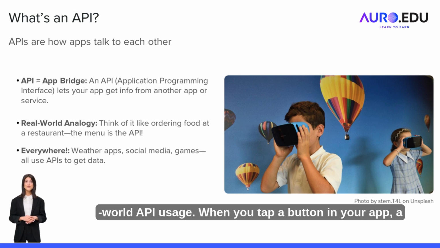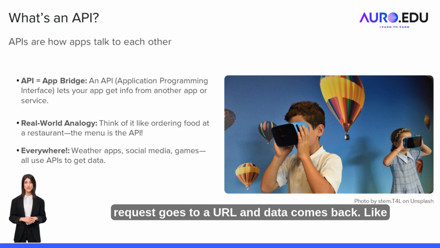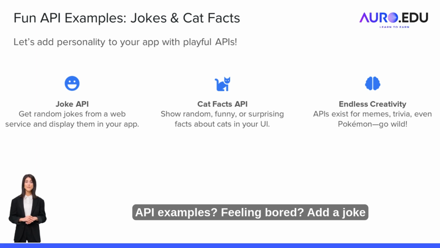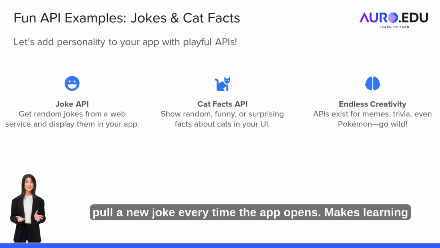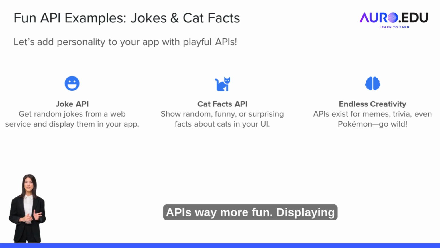Real-world API usage. When you tap a button in your app, a request goes to a URL and data comes back, like JSON with weather details. It's super simple once you learn the basics and very powerful. Fun API examples? Feeling bored? Add a joke API or a cat facts API, seriously. You can pull a new joke every time the app opens. Makes learning APIs way more fun.